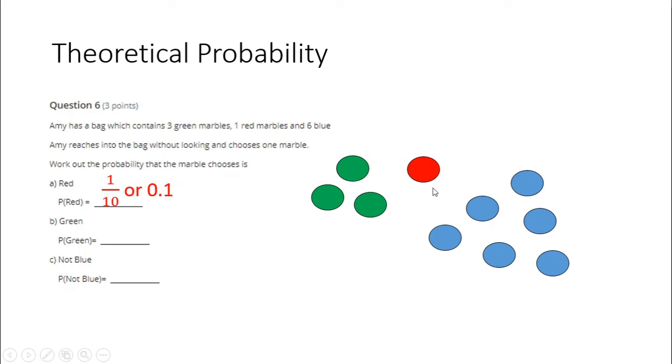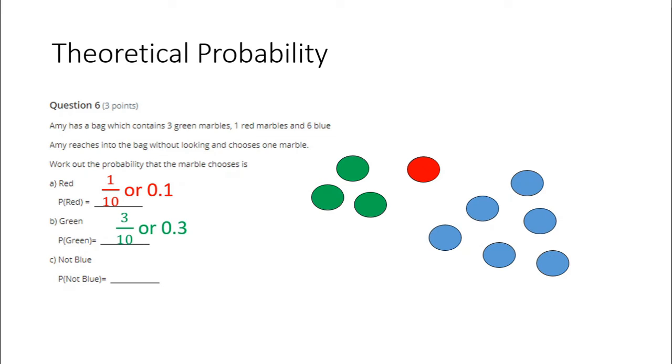What about the probability that she chooses a green marble? Here are her green marbles. There are 3 of them. So the probability that she chooses a green marble will be 3 out of all of the possible choices she's got. She's got 10 possible marbles that she could have chosen, and 3 of them are green. So the probability that she chose a green is 3 out of 10, or as a decimal, 0.3.